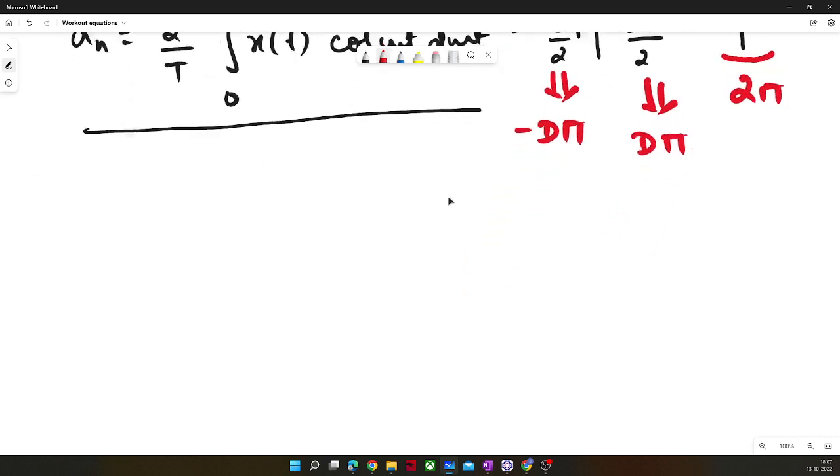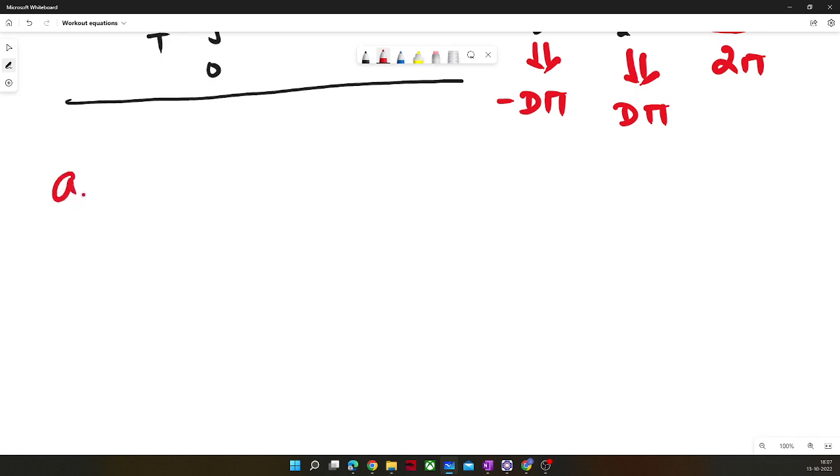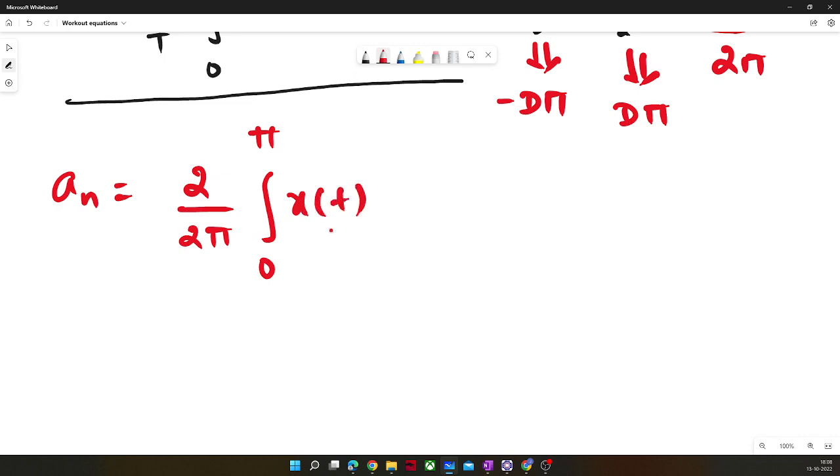So now I will write again in terms of An. An would be 2 by T by 2, or you can say 2 by 2 pi, integral from 0 to pi, x of t, this waveform, cos n theta. I'm replacing omega t with theta, d theta.